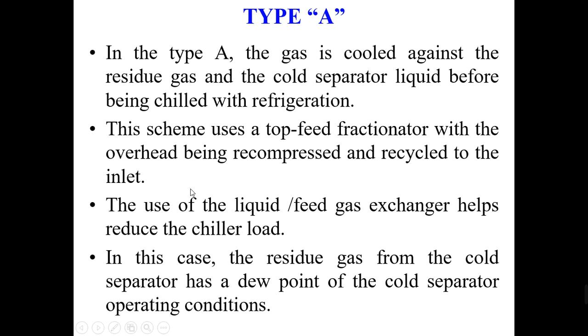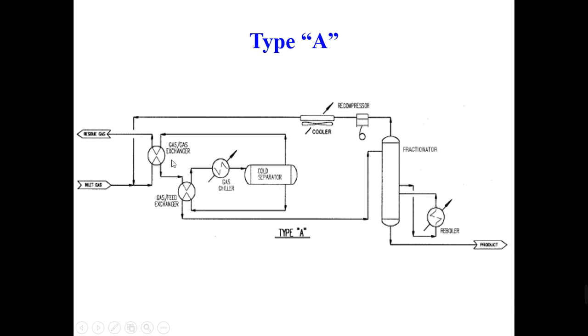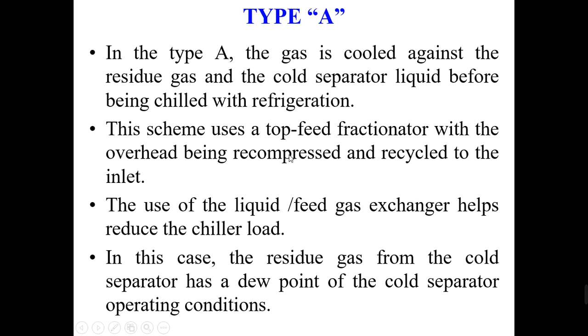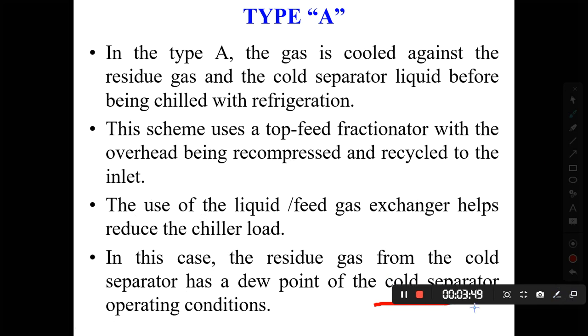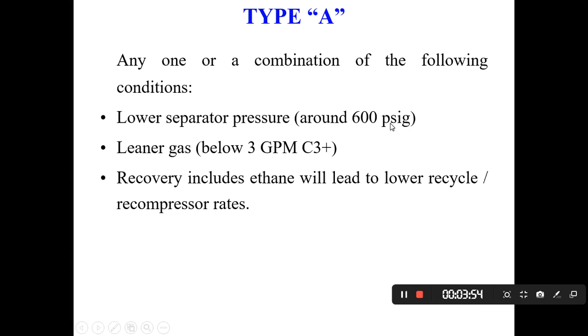This is the second statement: use of a liquid feed gas exchanger helps reduce the chiller load. So we are using these two heat exchangers to reduce the chiller load. Otherwise, we would have to put in a very powerful chiller. In order to save energy and reduce the load on this gas chiller, we use these heat exchangers, which helps us reduce the cost of electricity and energy. And then the dew point is achieved in the cold separator, where both are separated, depending on the cold separator operating condition.